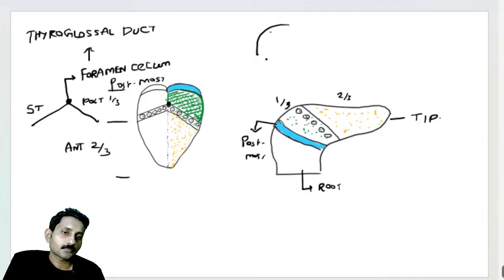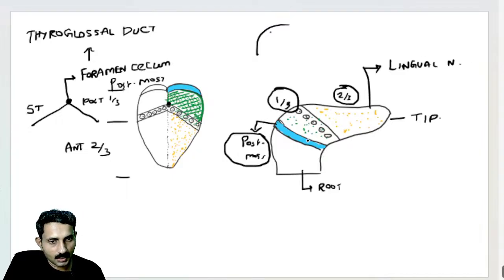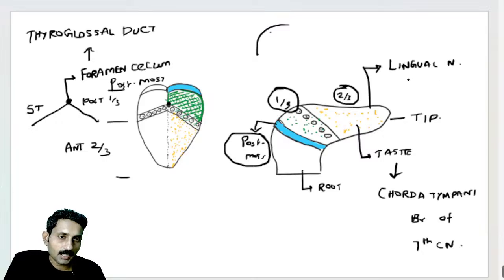Now what is the nerve supply of this anterior two-thirds? Embryologically, all these develop from different areas. If they develop from different areas, they will have different nerve supply. We'll talk only about the general sensation here. The general sensation of the anterior two-thirds is supplied by a nerve called the lingual nerve. Why? Because the lingual nerve is actually a branch from the 5th cranial nerve.